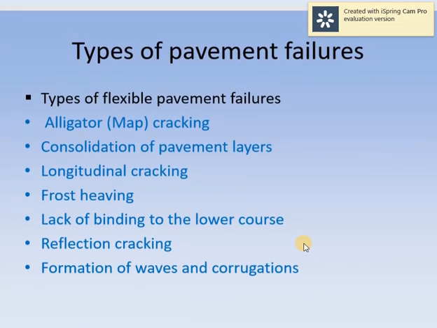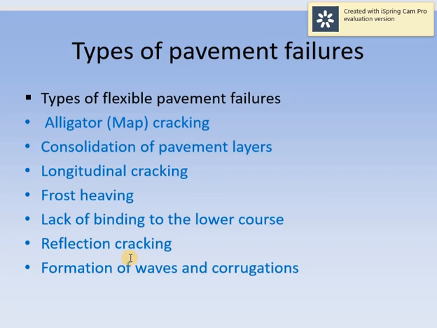Okay, types of pavement failures. So types of flexible pavement failures. As we know, flexible pavement consists of different layers, such as subgrade, subbase course, base course, and surface course. If any one of the above mentioned layers becomes unstable or weak, then it will result in failure of flexible pavement. Therefore, it is very important to design and construct each layer with utmost care.